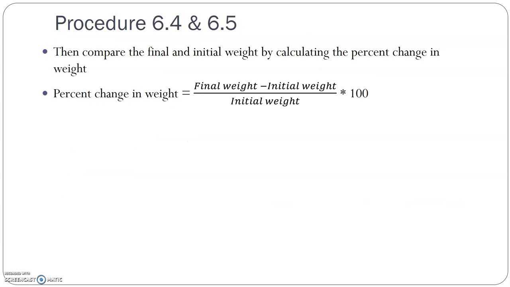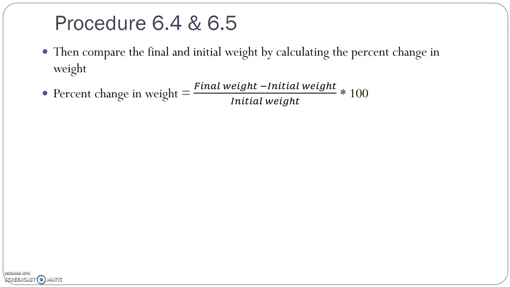So, in your lab book, you will see this equation. At the end of this experiment, you are going to have an initial weight, and then you will have the final weight. So you are going to use these to compare to each other, and you are going to come up with what is called the percent change. So a percent change in weight is just a comparison between the final and initial weight. And then you multiply by 100 to get a percentage. So you take the final weight minus the initial weight, divide that by the initial weight, and multiply it by 100. So then you will end up with a percentage.